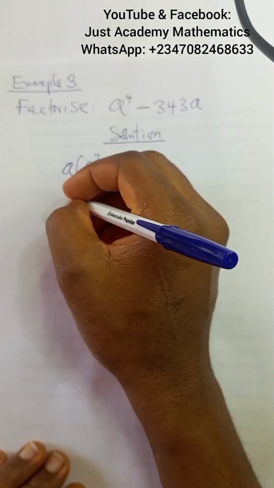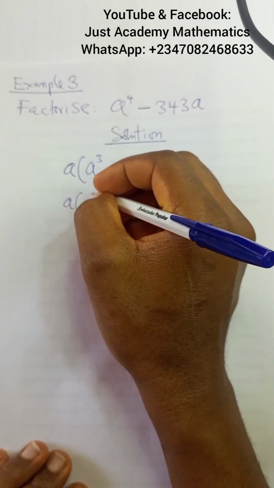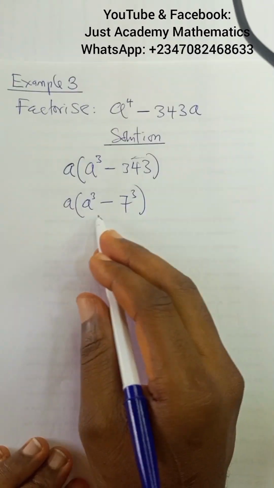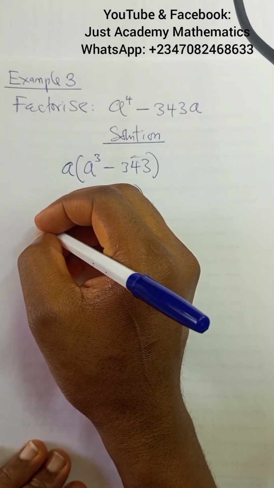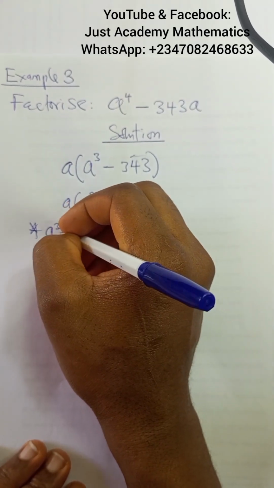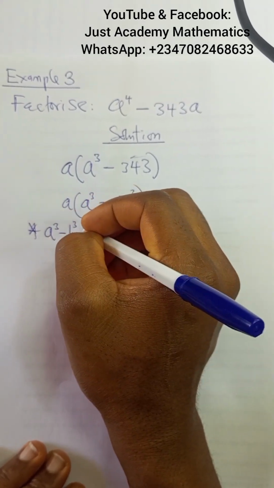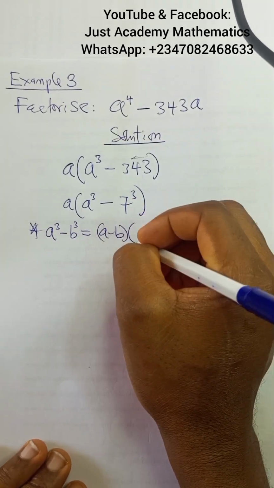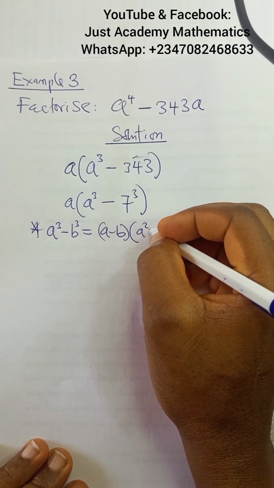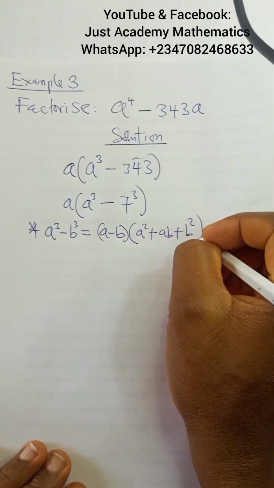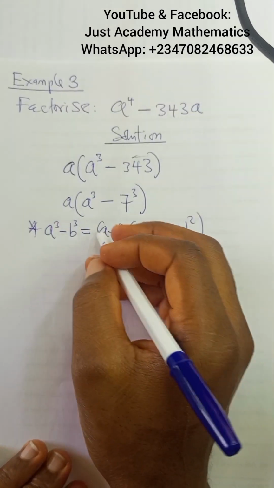This is what I mean. A bracket A raised to the power of 3 minus 7 raised to the power of 3. So you apply that law. The law that states that A raised to the power of 3 minus B raised to the power of 3 is equals to A minus B times A square plus AB plus B square. Don't forget this. Don't forget this.